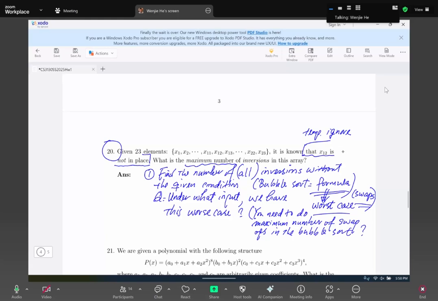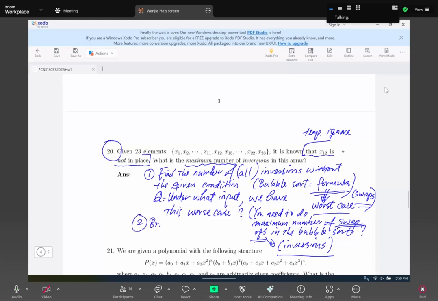Yeah, because that number is related to inversions. Some students may ask, why do you always talk about the number of swaps? Because swaps are closely related to the inversions. Only when you have inversions do you need to do swaps, right? Otherwise, you don't need to swap. So the number of swaps equals the number of inversions. All right? Yeah. So after you know that, then you can do step 2.